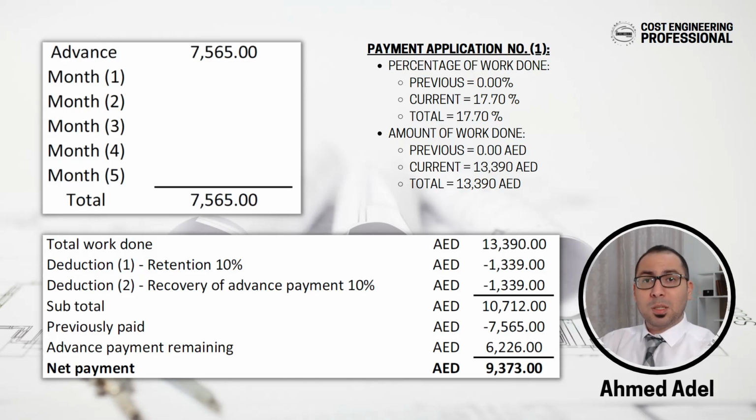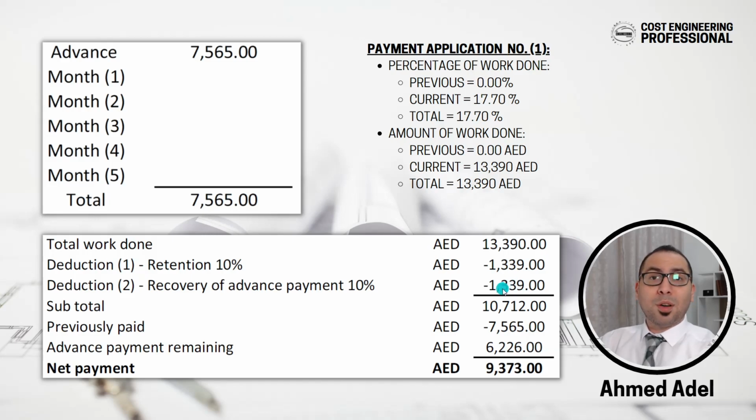And this is not logical, because if we are the contractor, we have taken the advance payment to use it throughout the project. So it is not logical to recover this in the first application itself. I want to recover only 10% of the advance payment. So as you can see here in this line, deduction 2, recovery of advance payment 10%, 1,300.